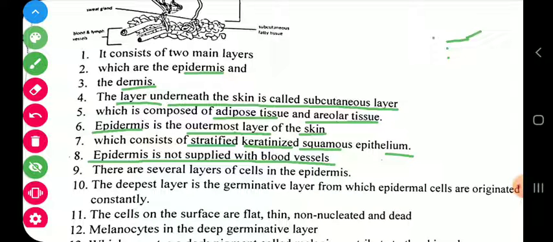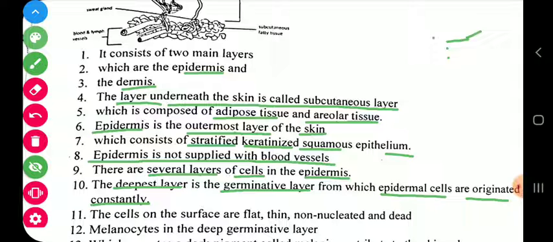There are several layers of cells in the epidermis. The deepest layer of the epidermis is the germinative layer. Now what is the speciality in this region? From this, epidermal cells are originated constantly. So the deepest layer is the germinative layer, from which epidermal cells are generated constantly.